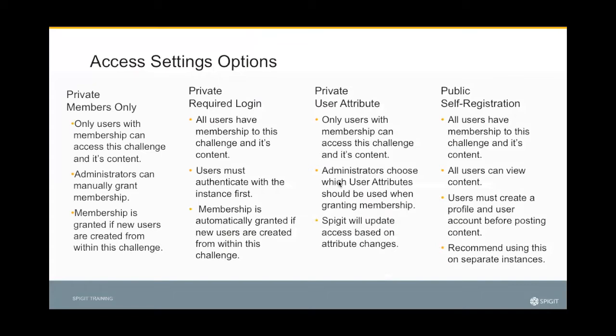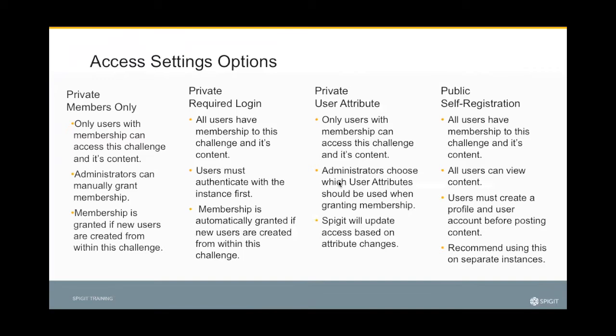So here are the 4 different access setting options. We'll be walking through 3 of them in our demo today: private members only, private required login, private user attribute. We won't be walking through in the demo the public self-registration access setting today. Typically, this is recommended on a separate instance and one that is not configured for SSO.